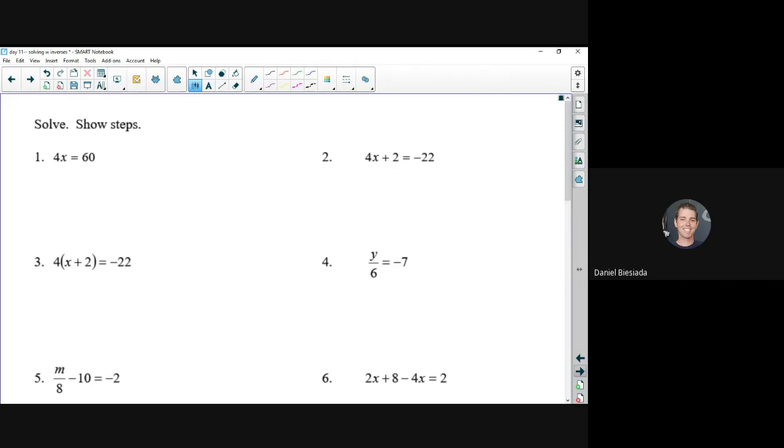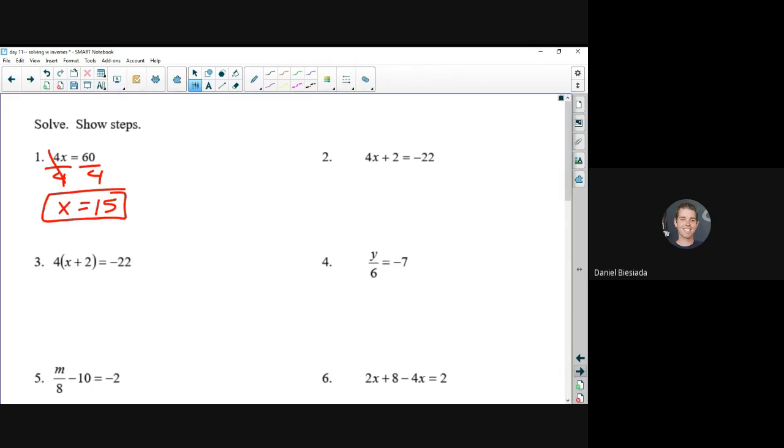So in our first one here, 4x equals 60. 4x means 4 times x. The opposite of multiplying by 4 is dividing by 4. We will divide both sides by 4. That leaves us with x equals 50.